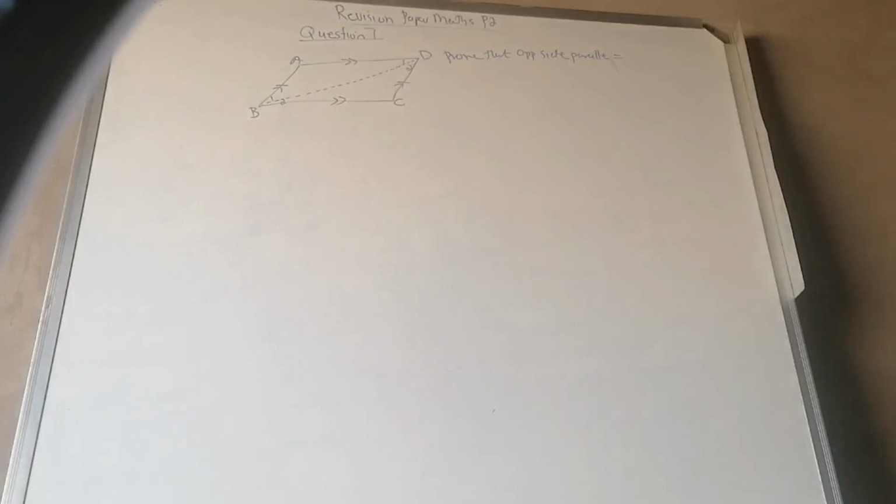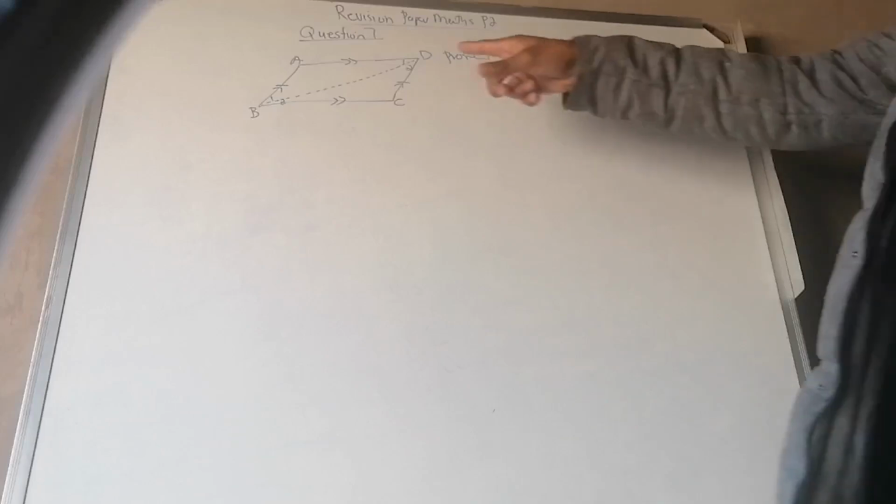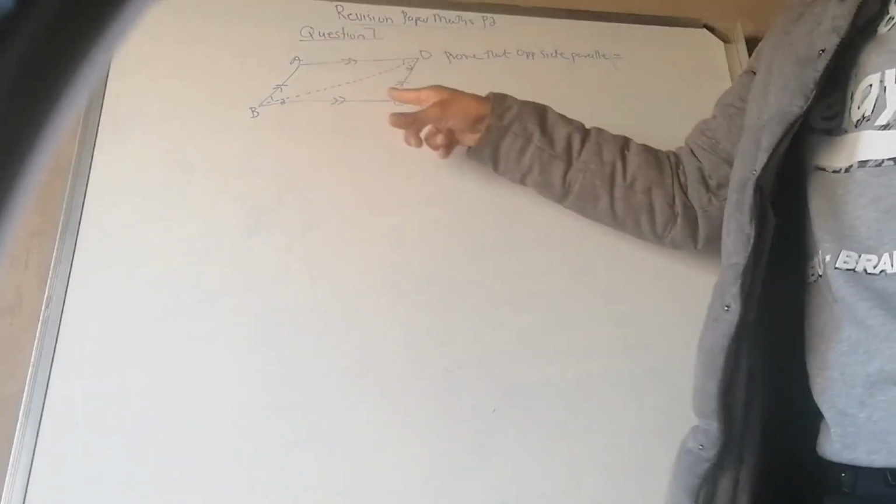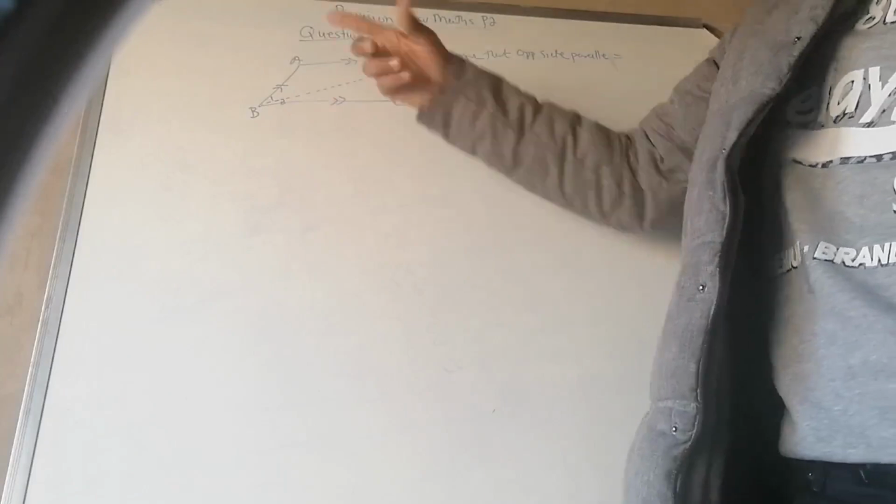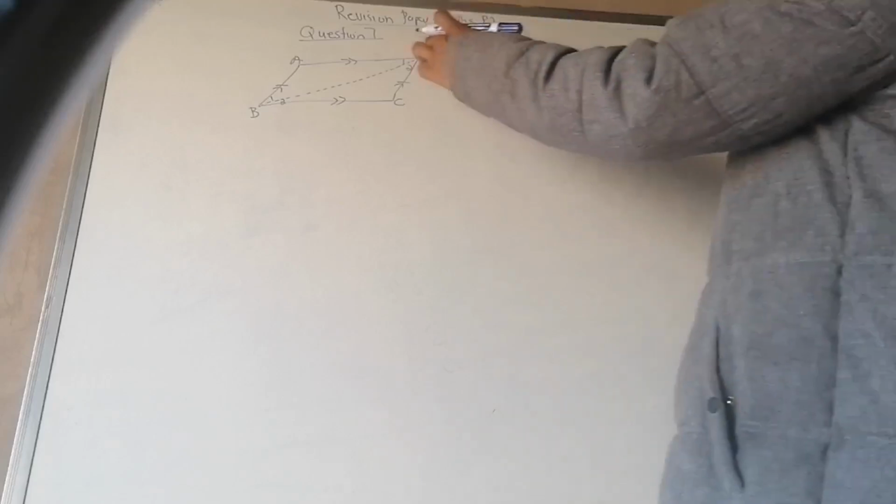If we want to prove that the opposite sides of a parallelogram are equal, the opposite sides AD equals BC and DC equals AB, those are the opposite sides. They are equal. We draw a line so that we make sense of the sketch.